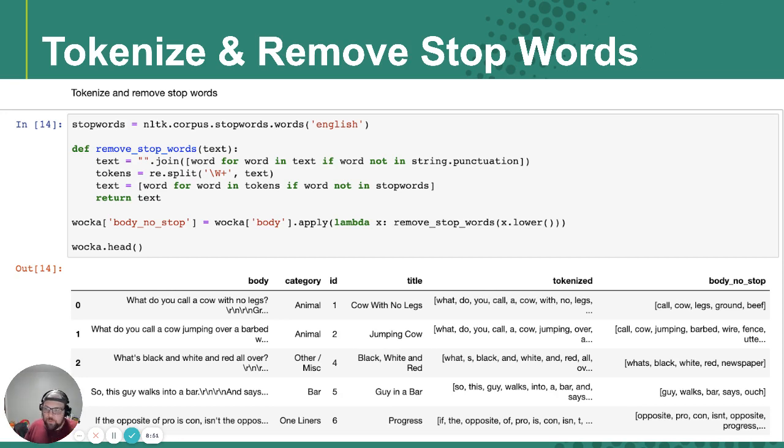And let's do a little bit more. Let's not just tokenize, but let's remove stop words. So we have our little stop word removal function that is combined with some tokenization logic, put into a data frame using a lambda function. And you can see the plain tokenized output is, what do you call a cow with no legs? But with stop words removed, it's just call cow legs ground beef.